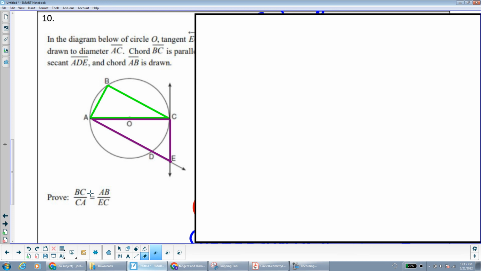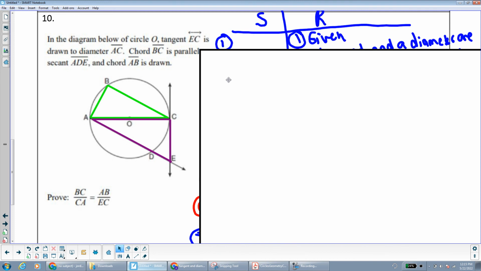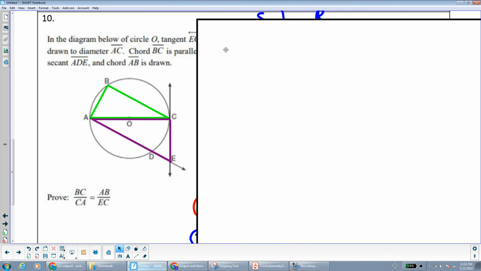So we're looking for AA. That's usually how we prove two triangles similar in two-column proofs without numbers. We do know that we have a tangent to the circle. Let me move a little bit so we can see the question. So we know that tangent EC is drawn to diameter AC. So here's tangent EC. It's drawn to diameter AC. Remember that when a tangent and a radius or a diameter meet at the point of tangency, they are perpendicular to each other. And perpendicular lines form right angles.